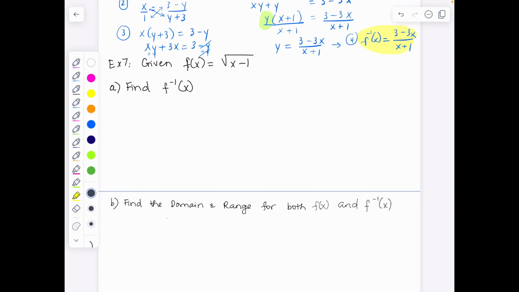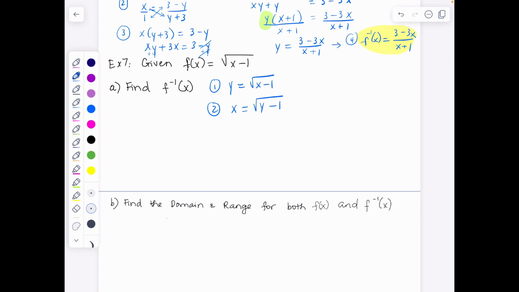Last example. This time we have f of x is equal to square root of x minus 1. Find the inverse function. So step 1, we're going to replace f of x with y. Step 2, interchange x and y. So x is equal to square root of y minus 1.